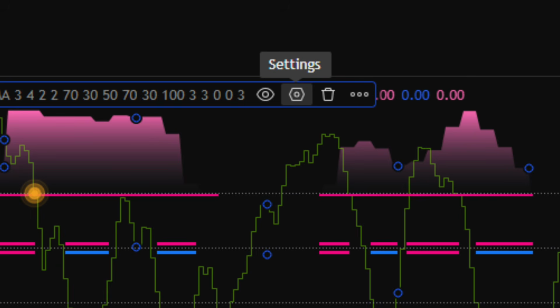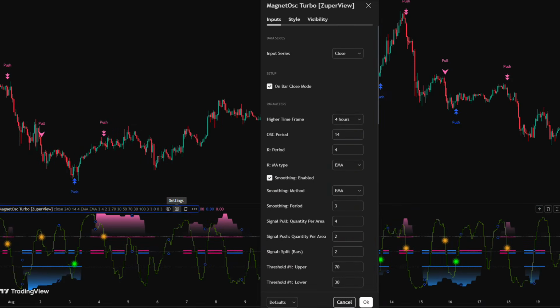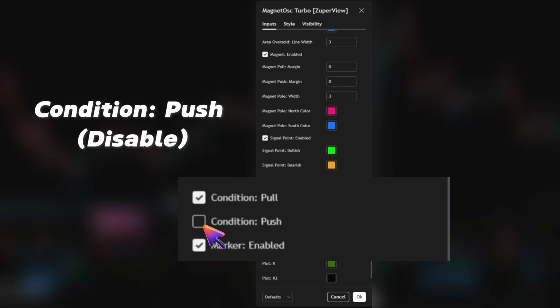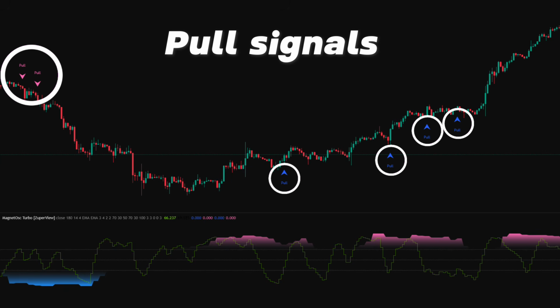On the other hand, if you turn off the push signal in the alert section, only pull signals will remain on the chart. This way, your chart will fully focus on the pull mechanism, making it easier to observe and analyze without being distracted by both types of signals showing up at once. So why do we need to do this? Who is each signal suitable for?